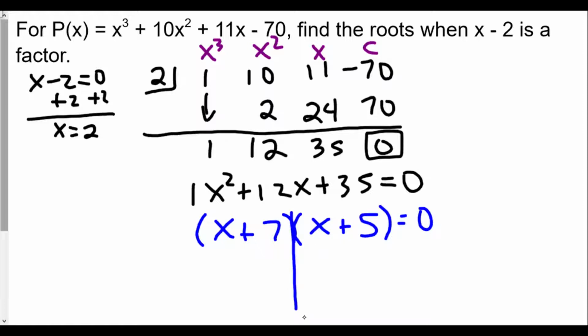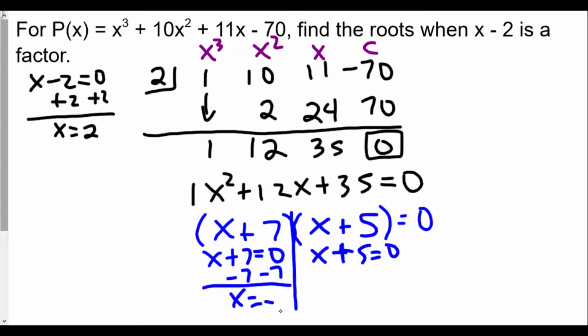We then set each factor equal to 0. So we have x plus 7 equals 0, x plus 5 equals 0. And then we solve for each x value, and we get x equals negative 7, and x equals negative 5. Now, our roots, there are 3 of them. We don't want to forget. We have x equals 2, x equals negative 7, x equals negative 5.